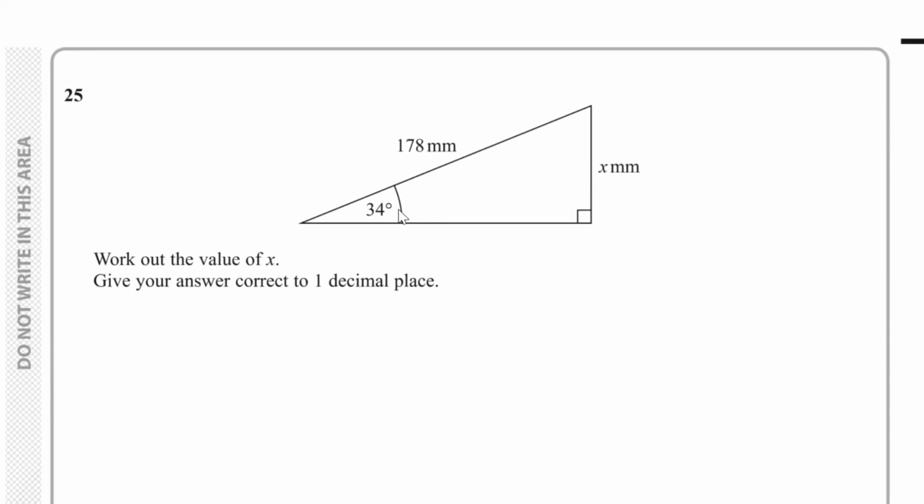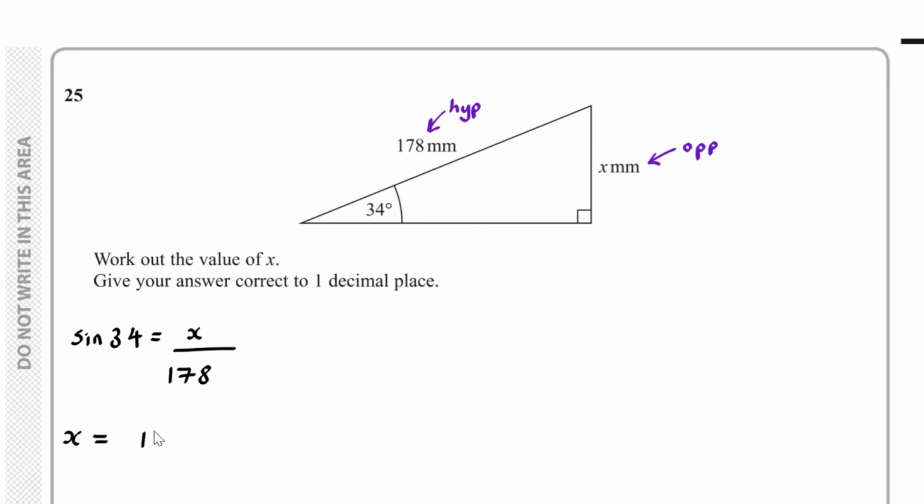We've got a triangle over here, an angle here of 34 degrees, 178 millimeters here, and x millimeters here. We have to find the value of x. So if we label our triangle, we've got an angle given to us. Opposite this angle is the x, so this is the opposite. The larger side, which is opposite the right angle, that's the hypotenuse. What connects the opposite to the hypotenuse, that's sine. So we've got sine of 34 equals opposite x over hypotenuse 178.